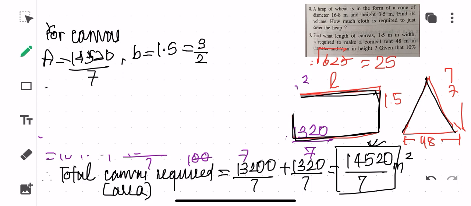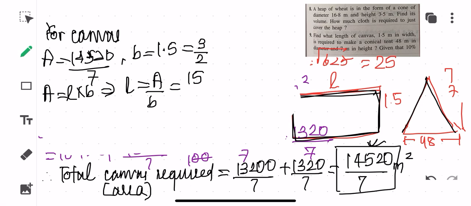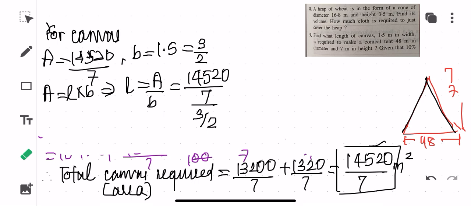So what you will be writing, A is equal to L into B. This implies length will be equal to area upon breadth. The area we have calculated as 14520 divided by 7, divided by 3/2. So this is coming out to be equal to 14520 divided by 7 into 2/3.